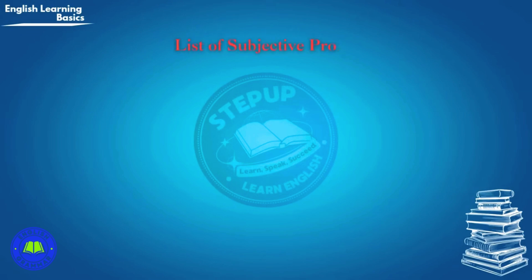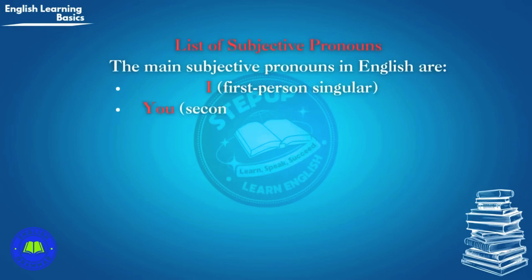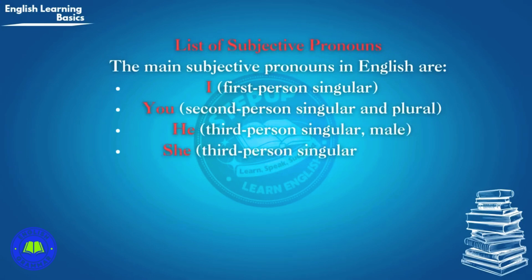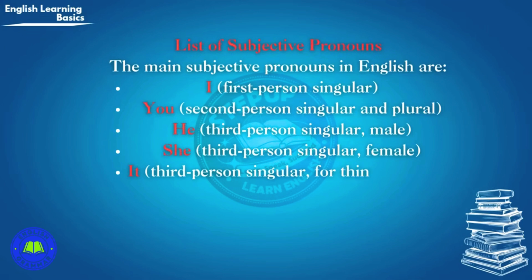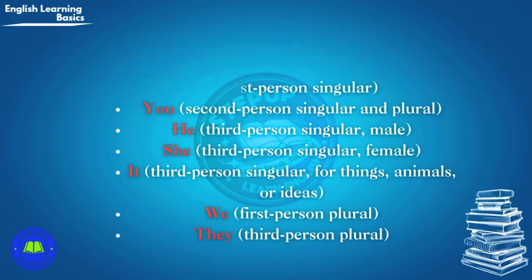List of subjective pronouns. The main subjective pronouns in English are I, first person singular; you, second person singular and plural; he, third person singular, male; she, third person singular, female; it, third person singular, for things, animals, or ideas; we, first person plural; they, third person plural.